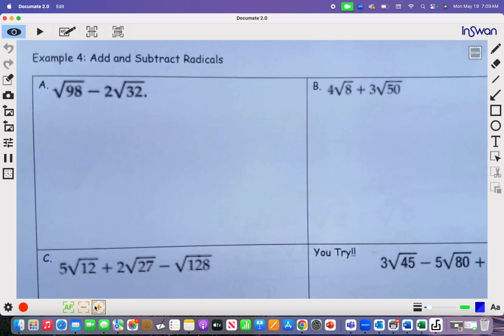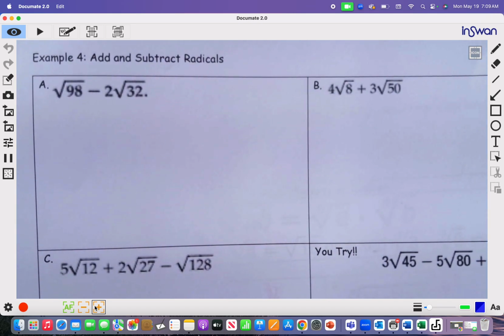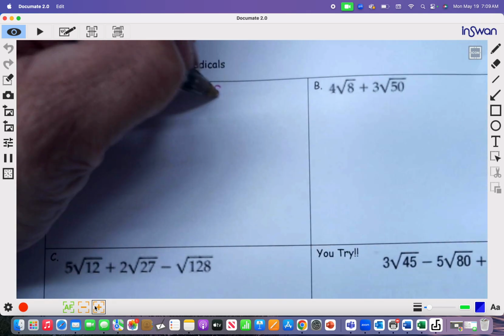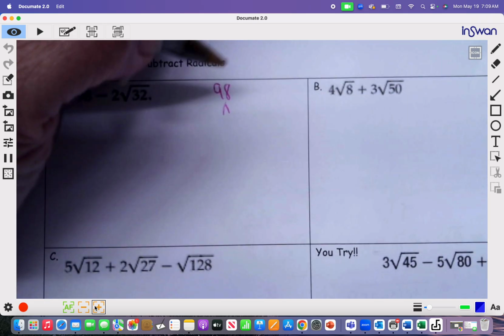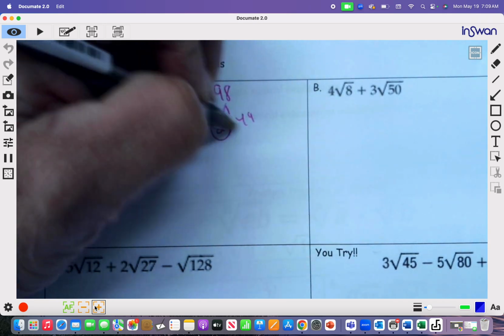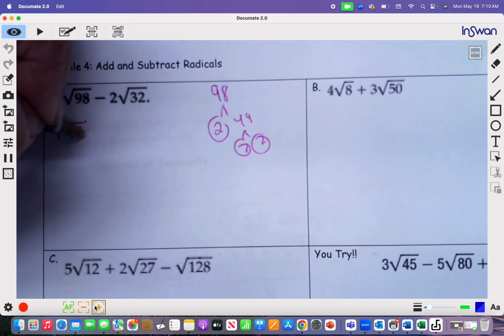Okay, so for adding and subtracting radicals, we can only add and subtract if they are like terms, and they're like terms if they have the same thing under the radical. So we don't know yet if they're like terms. We have to break them down. So 98: I'm going to do 98 divided by 2, which gives me 2 times 49, and the 49 is 7 and 7. So the 98 breaks down to 7 radical 2.